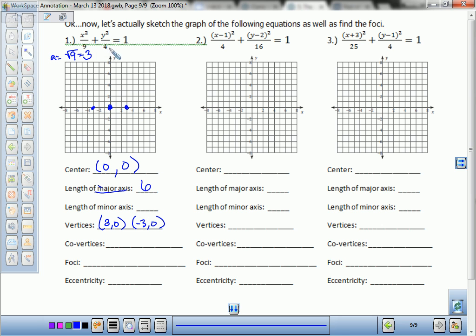Okay, now let's tackle our minor. So we look at that smaller one. We take the square root of 4. So we're moving 2. And this was under my y. So I move up 2 and I move down 2 from the center. So those co-vertices are at 0, 2 and 0, negative 2. So that minor axis has a length of what? 4. 2 up and 2 down.